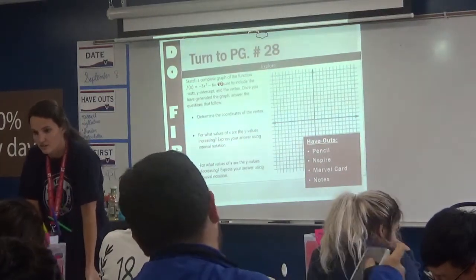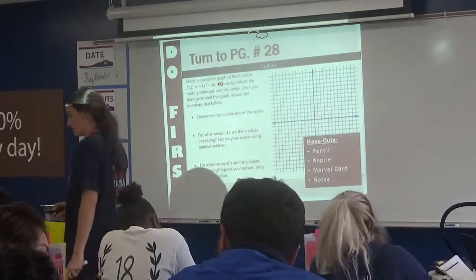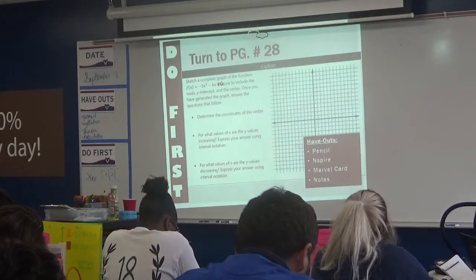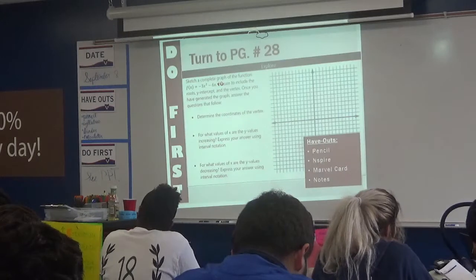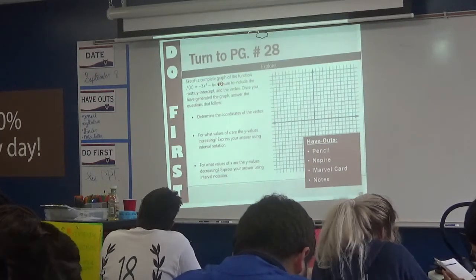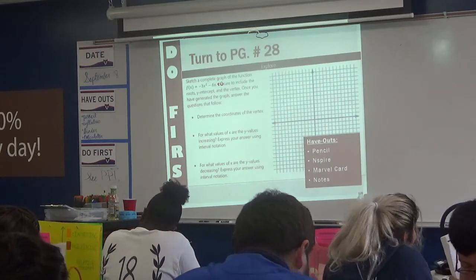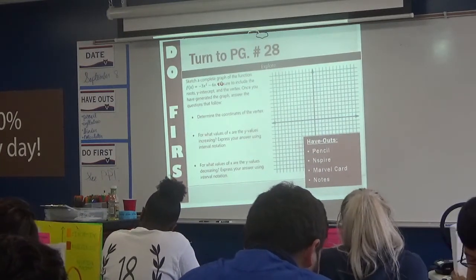Good, very good. Okay, I'm going to give you a few more seconds because I see some people at least started, but then we're going to get moving. This is good. For this, the vertex is at the top, it's not really increasing or decreasing, it's just the top.